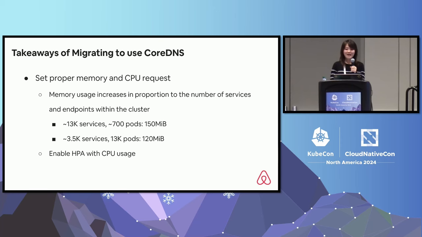The other takeaway is making sure to set appropriate memory and CPU requests for the CoreDNS container. When CoreDNS serves as a cluster DNS server, its memory usage scales with the number of services and endpoints due to the local cache from the Kubernetes plugin. All pods have the same local cache size, which doesn't automatically scale with HPA, aka Horizontal Pod Autoscaler. In our evaluation, we found CoreDNS performance is CPU-driven. Enabling HPA based on CPU usage is beneficial.